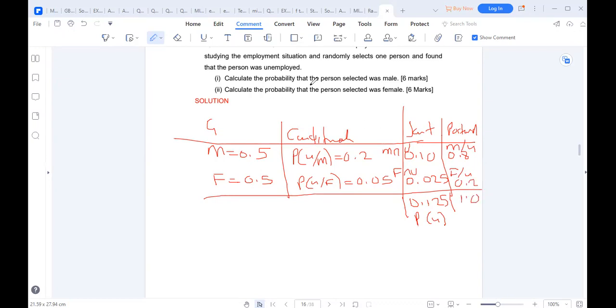So the question is, find the probability that the person who was unemployed was a male. 80% or 0.8, 5 marks. Coming from here, find the probability that the person who was unemployed was female. 20% or 0.20, 5 marks. And you end there. So that is what was supposed to be done.